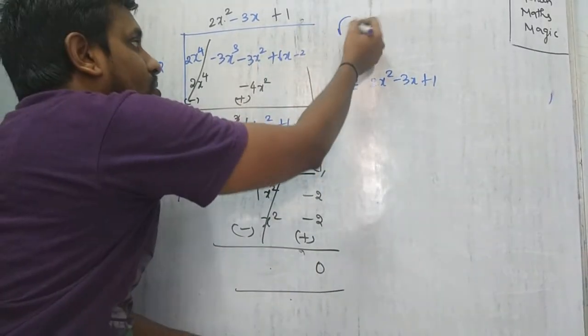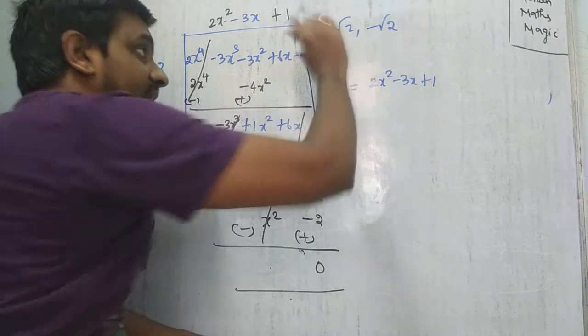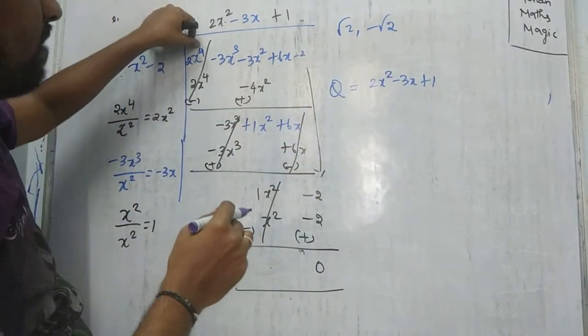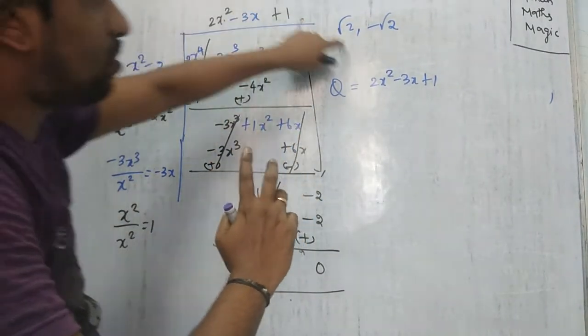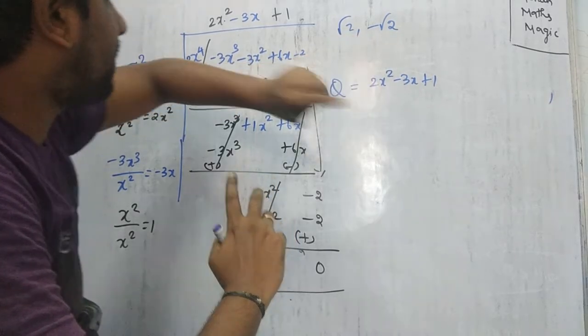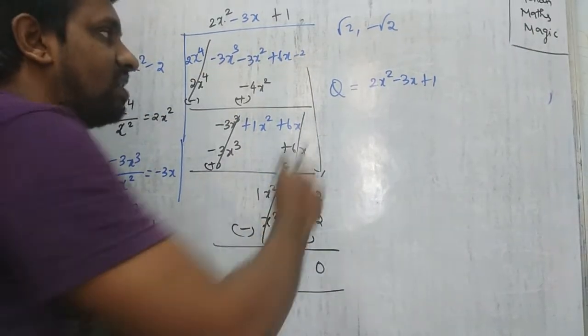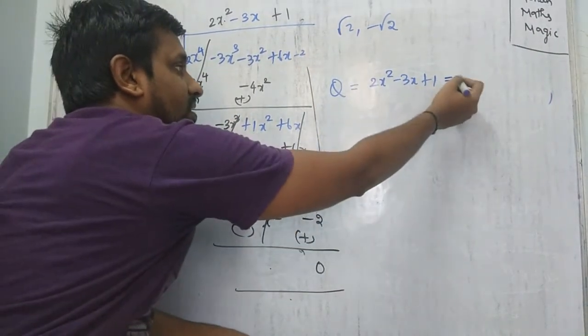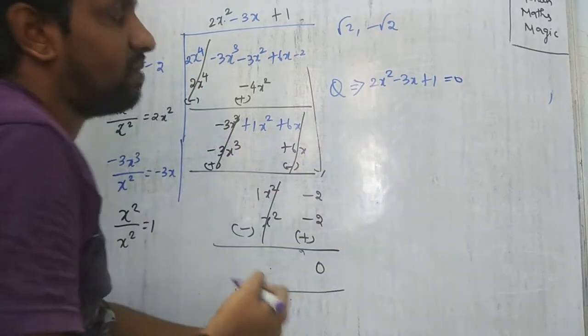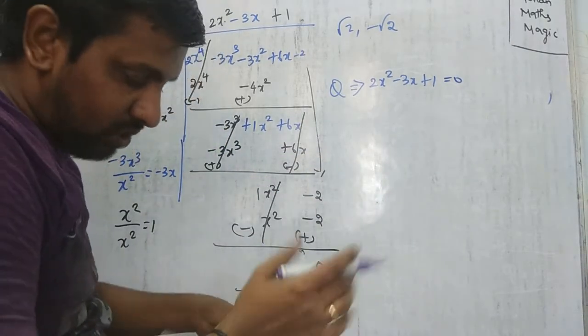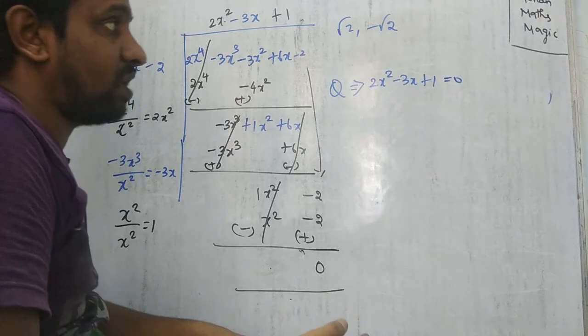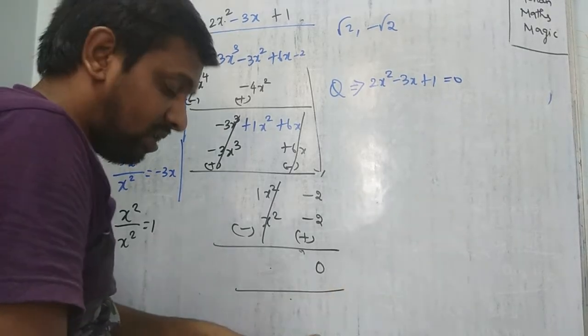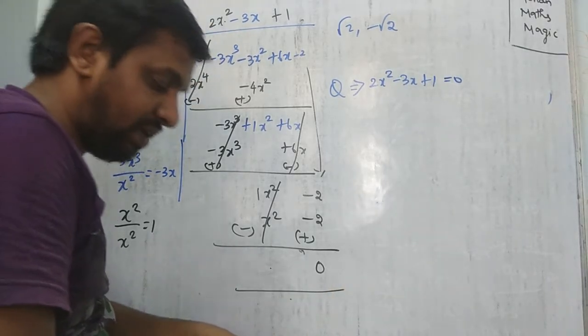One zero root 2, another zero minus root 2 is given. Highest power 4, so there are 4 roots. Two roots are taken by the quotient. Remaining 2 zeros: what I told you, take the quotient and put equal to 0. Now splitting the middle term, which I already taught you, or use the quadratic formula, minus b plus or minus. Use either one and find the remaining roots.